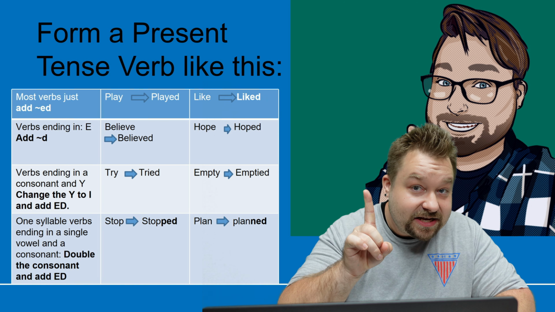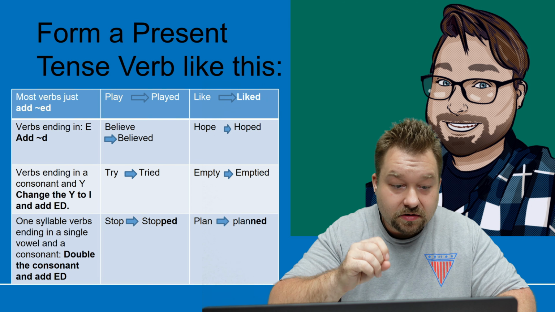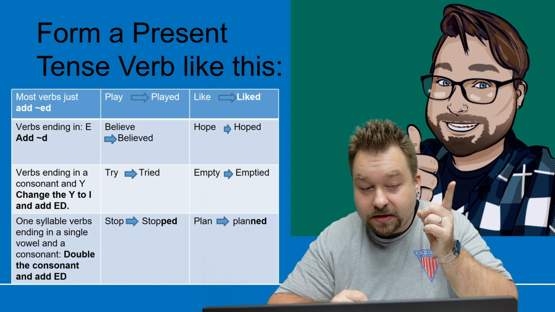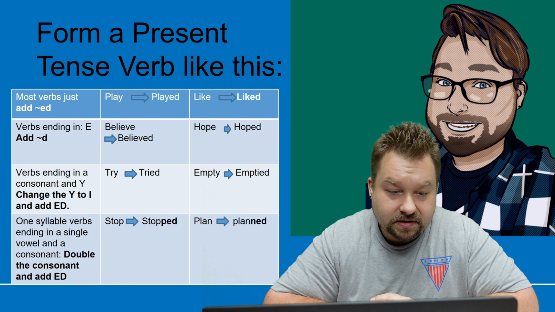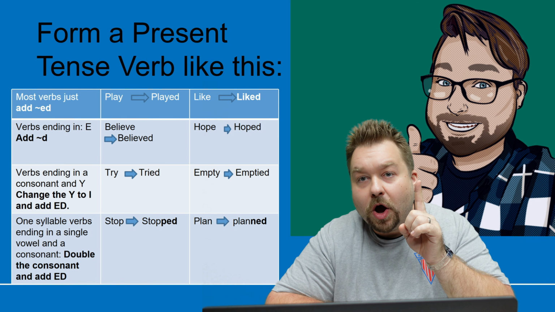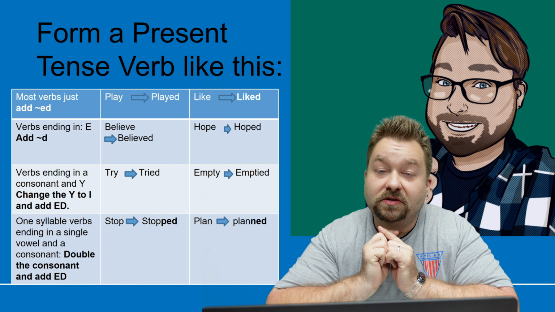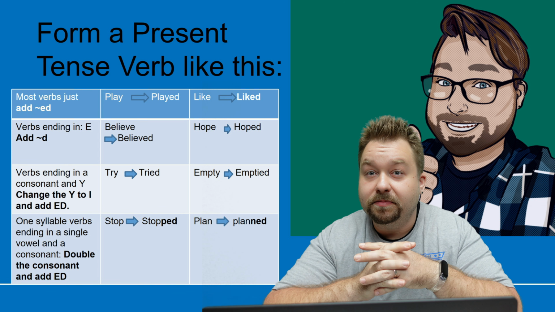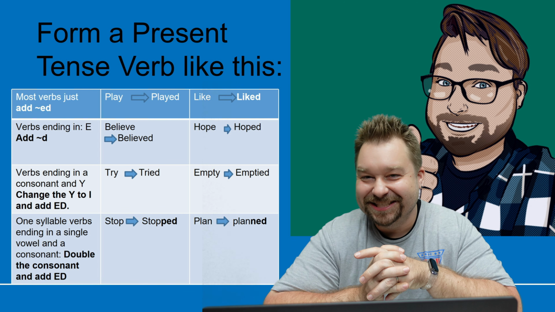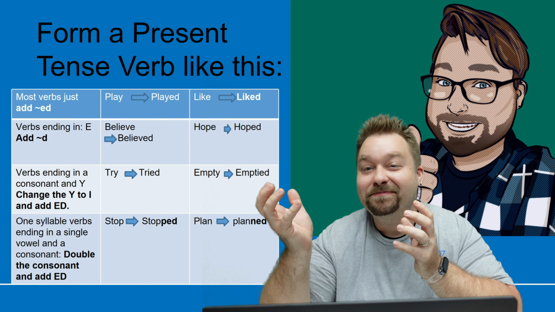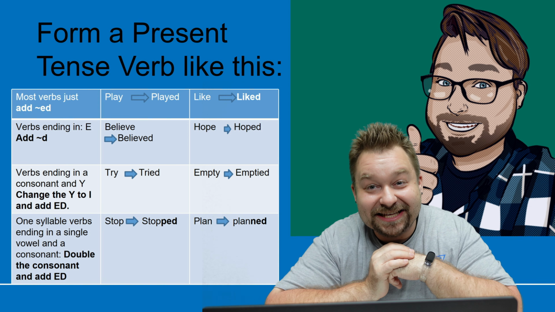Ending in a single vowel. One vowel and a consonant. We double the consonant. So stop. O is a vowel, single vowel. P is a single consonant, so we double the p. Stopp, and add the ed. Stopped. That's it.